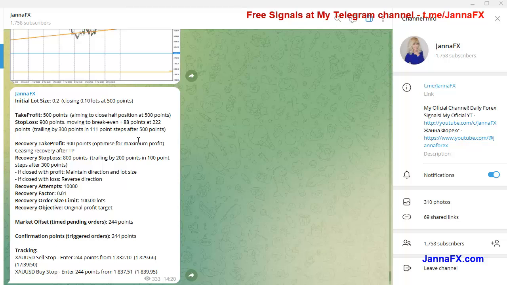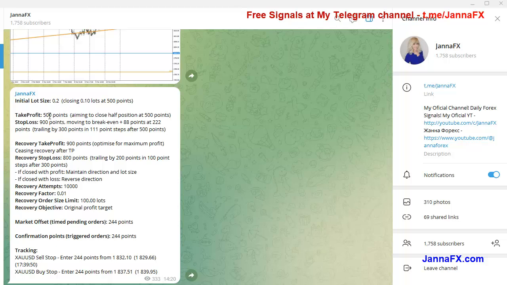So that's the main thing. If you are thinking to follow, like I'm saying once again, use the lot size depending on your account size, money management. It's all up to you. All the risks you take yourself, guys. I'm only sharing with you my strategy. I'm sharing with you my orders, where I place them.